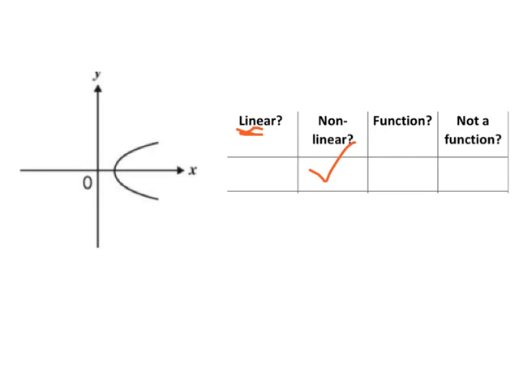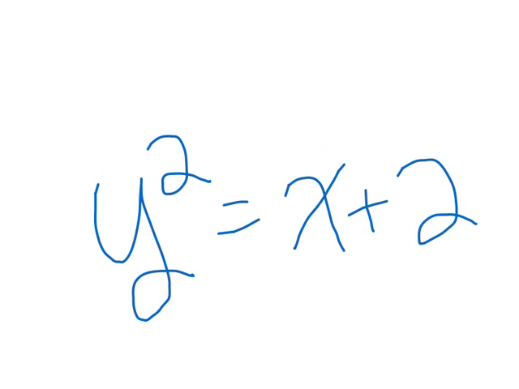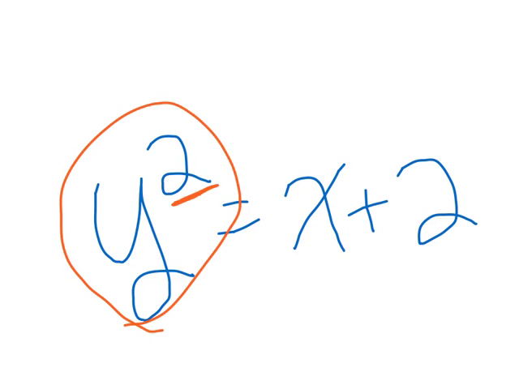Is it a function? No, because for some of these x values, you'll be able to go up as well as down to that point. So one input has more than one. Let's run through some equations. Is this equation linear? Yes. Is it a function? Yes, all lines are functions. Is this equation linear? No, we have an exponent. Is it a function? No, because we have y squared.